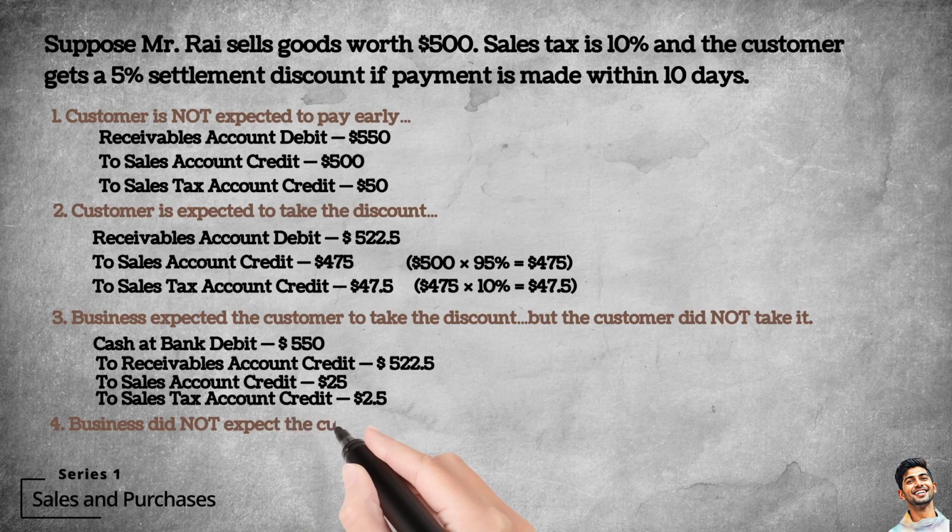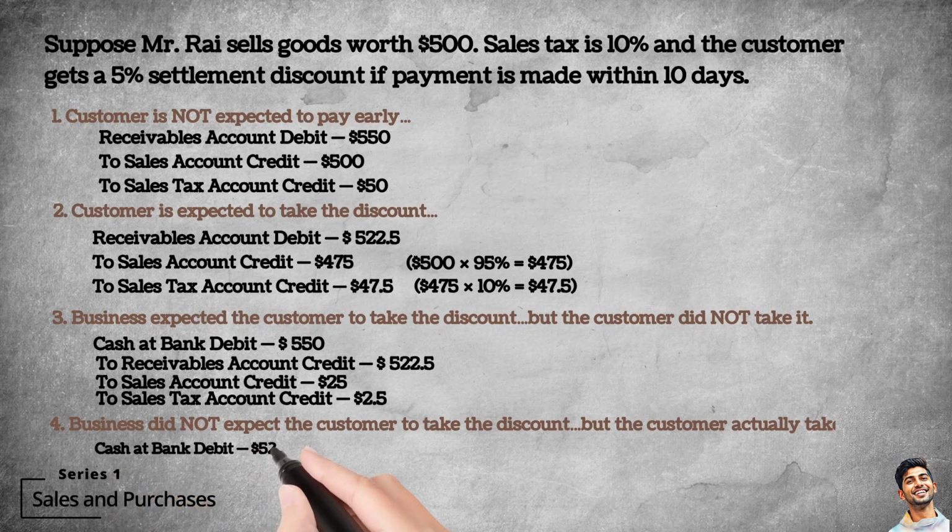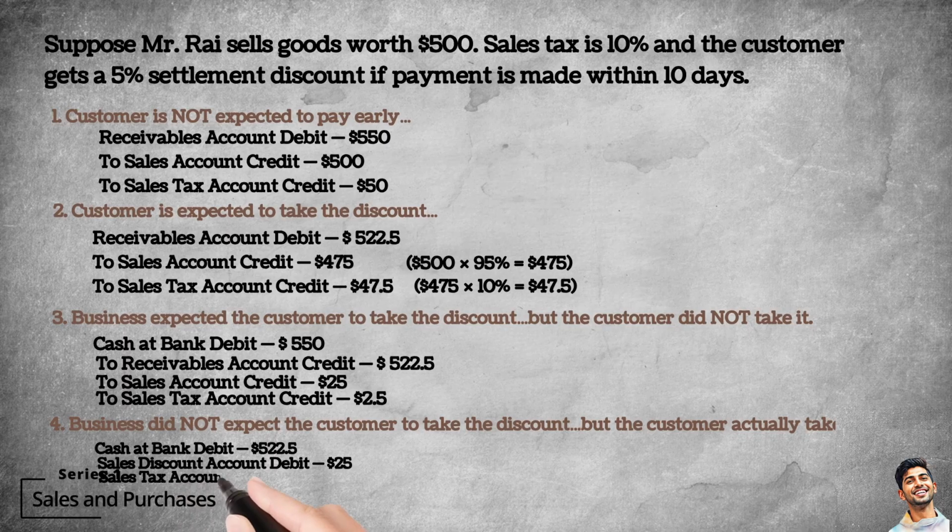Now the opposite situation. Suppose the business did not expect the customer to take the discount, but the customer actually takes it. Then the entry becomes: cash at bank debit $522.5, sales discount account debit $25, sales tax account debit $2.5, to receivables account credit $550. So here, sales discount is treated as an expense or reduction in revenue, and tax is reversed proportionately.